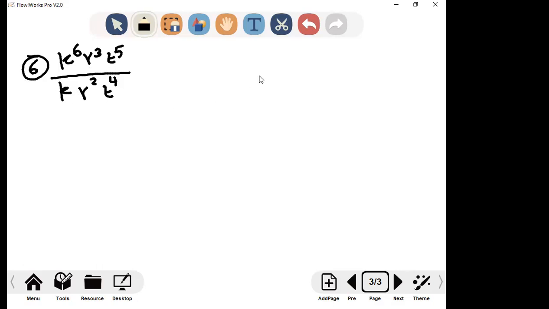K power 5, how did you get the 5? This is 1 here, right? The k's together, the r's together, and the t's together, right? So it will be 6 minus 1, which means k to the power 5. R power 1, which is r. We don't write 1, right? And t power also 5 minus 4, 1, which is t power 1. We apply the formula 3 times, but we apply the formula on the similar bases only.